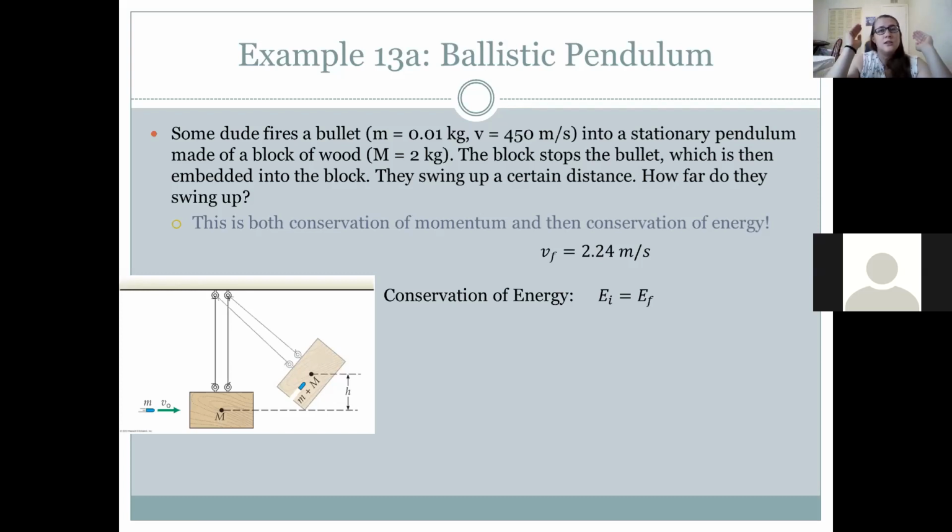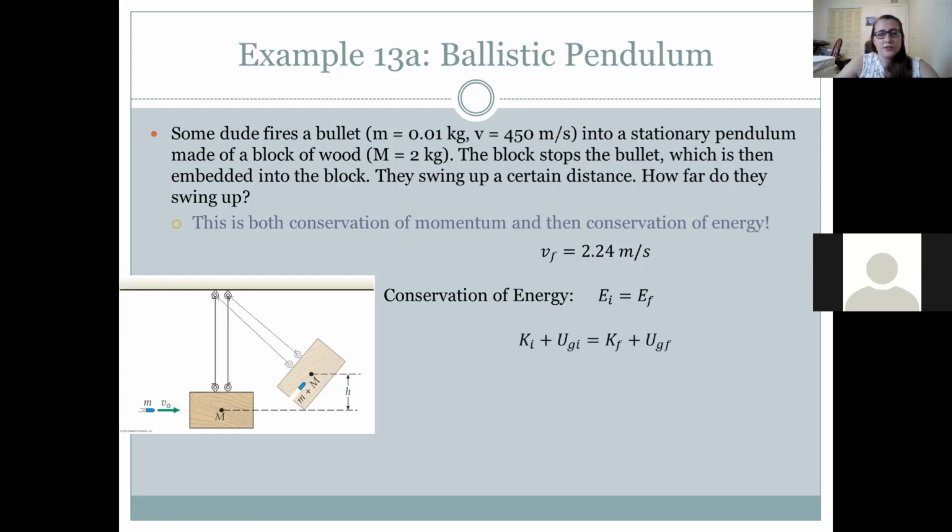Now we're going to choose the initial state to be at the point of the collision when it's about to swing upward, and the final state to be when it's swung up as high as it possibly can. So that final velocity that we found in the first part of this problem is actually going to turn into our initial velocity for this second part of the problem when we're trying to figure out how high it goes up.